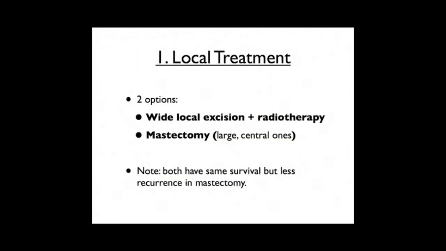So local treatment, got two options, and these are wide local excision with radiotherapy, or removal of the whole breast with a mastectomy. And mastectomy is indicated in large central masses, or if the patient is unable to undergo radiotherapy. Both these have the same survival, but there's less recurrence with mastectomy, obviously, as the breast is being removed.